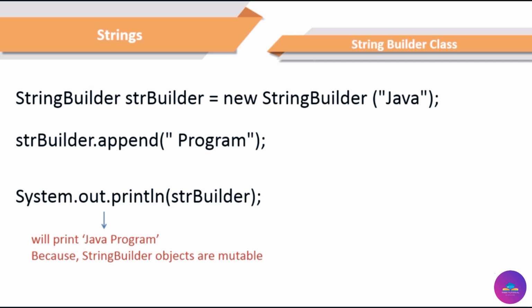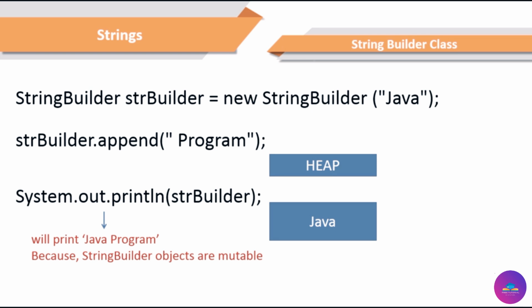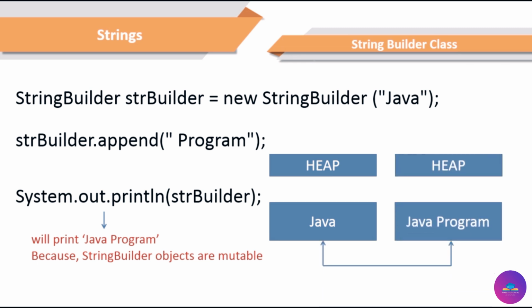So in our example, we create strBuilder as an object with Java as its value. And this object is stored in heap memory, and its value can be changed. And we use the append method of the StringBuilder class, and this method appends the value program at the end, and it modifies the value Java program, which is allowed in the StringBuilder.